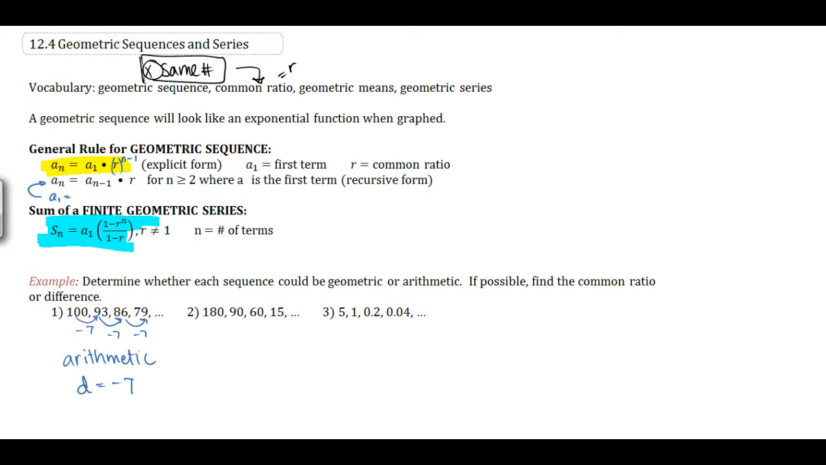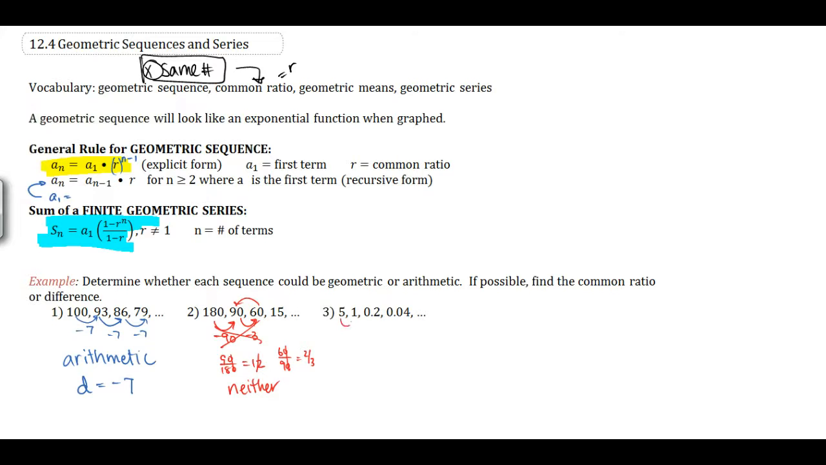Now do the same thing for number 2. I will subtract them, and if I subtract, I get -90. And then I subtract and get -30, and I say, oh, darn it, that's not arithmetic. Well, what about geometric? The way you find out geometric is you just divide. You do 90 over 180, and that's a half. And then I do 60 over 90, and that is 2/3. I notice that those aren't the same, so it is also not geometric. So it is neither.